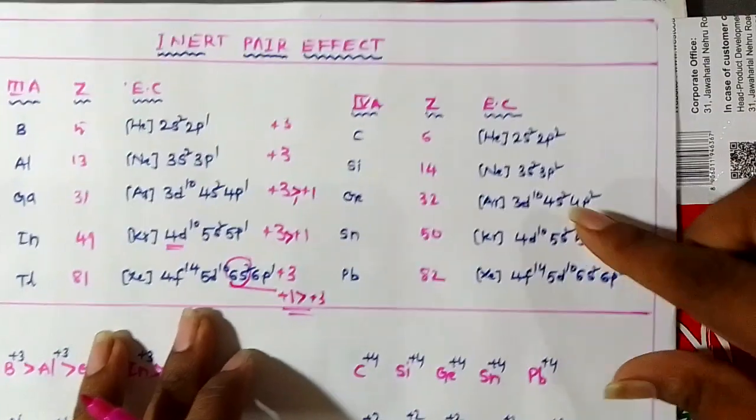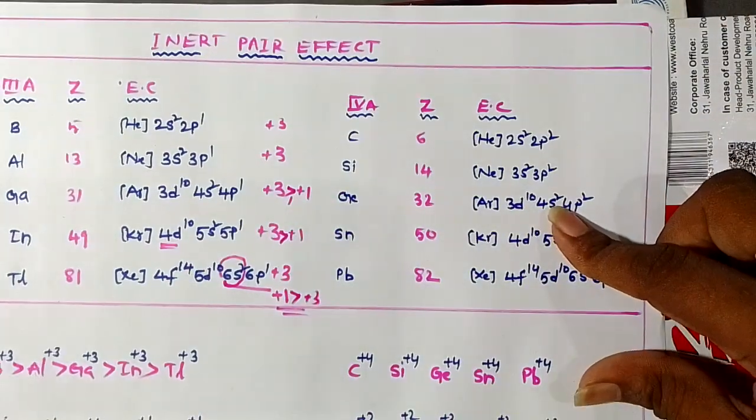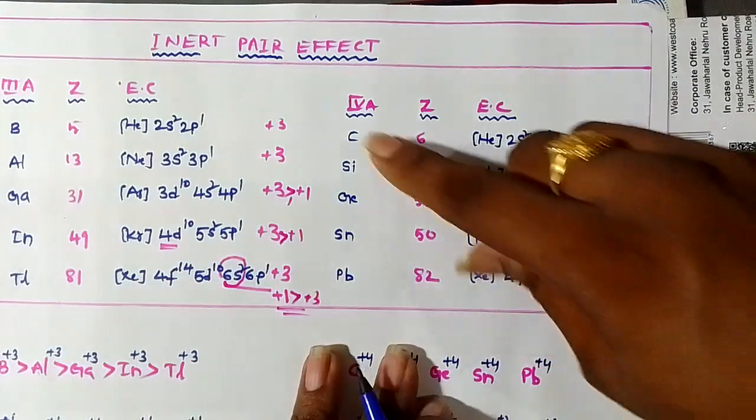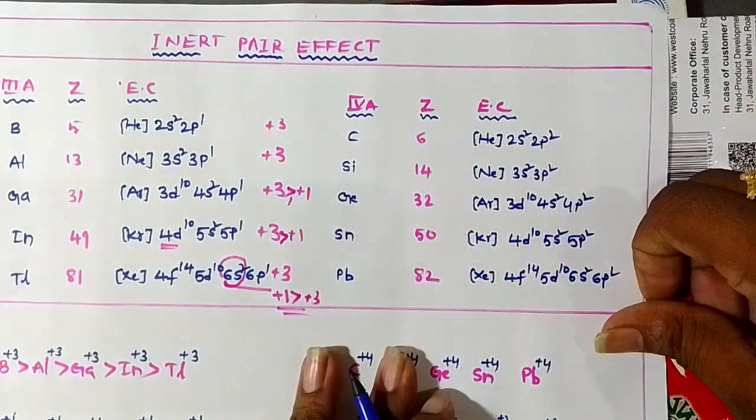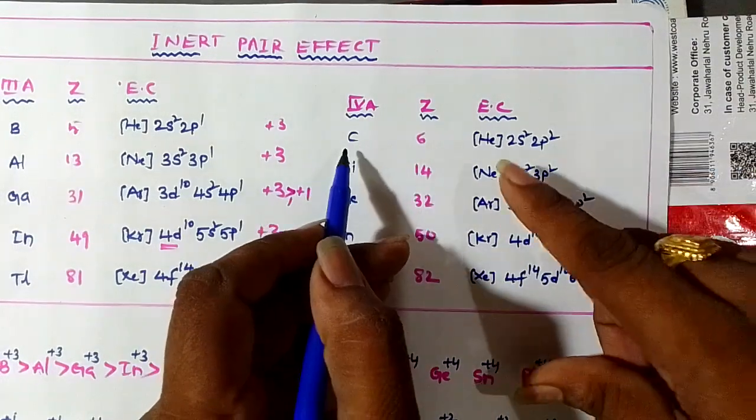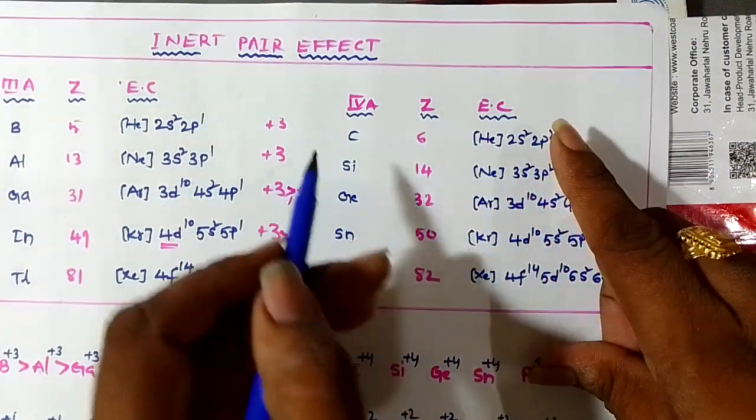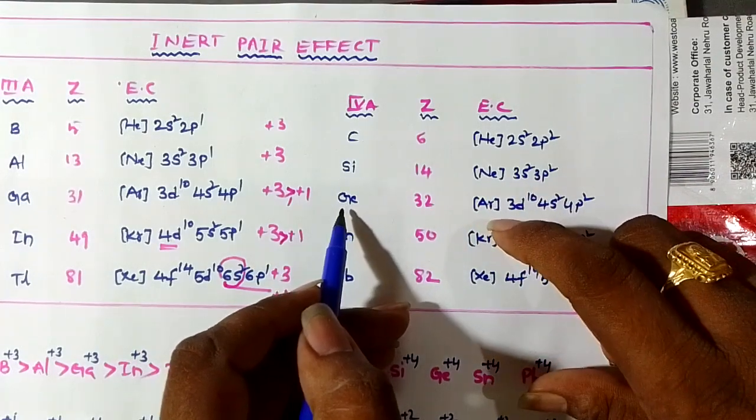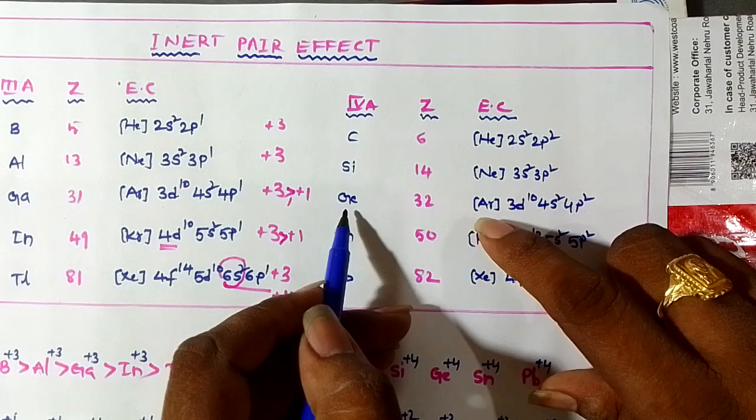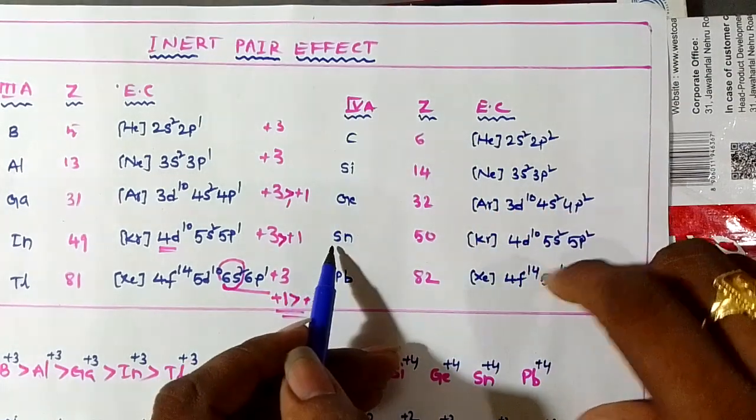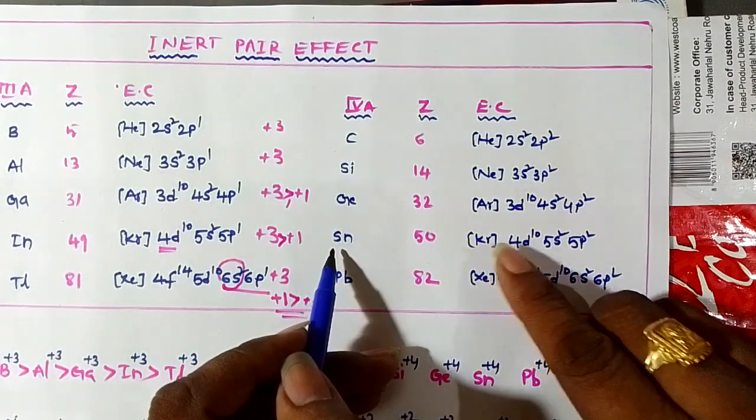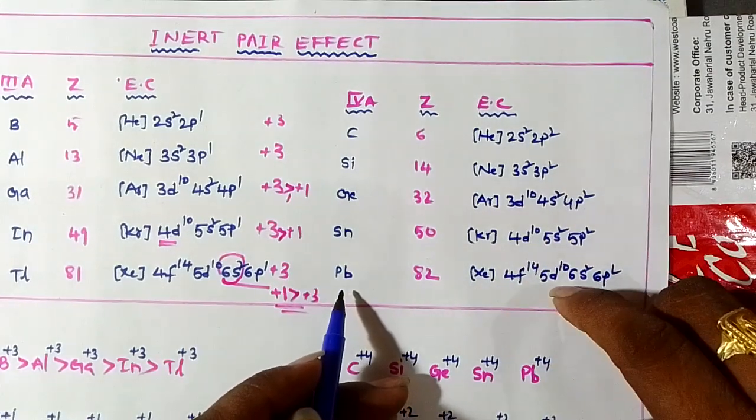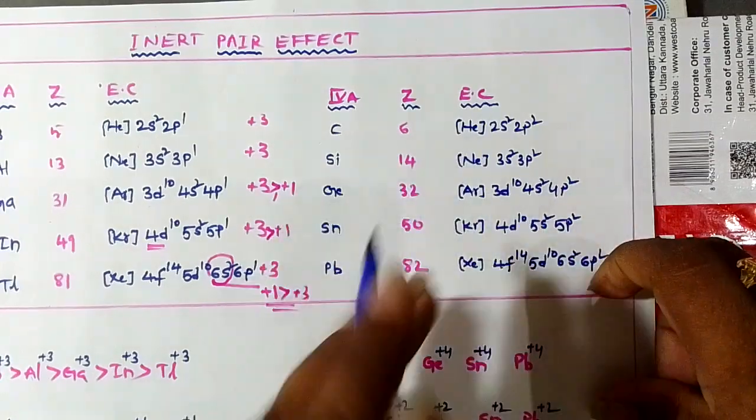Now coming to fourth group elements. What are the fourth group elements? Carbon, silicon, germanium, tin, lead. Now coming to electron configuration. Carbon: helium 2s2 2p2. Silicon: neon 3s2 3p2. Germanium: argon 3d10 4s2 4p2. Tin: krypton 4d10 5s2 5p2. Lead: xenon 4f14 5d10 6s2 6p2. So these are the electron configurations.